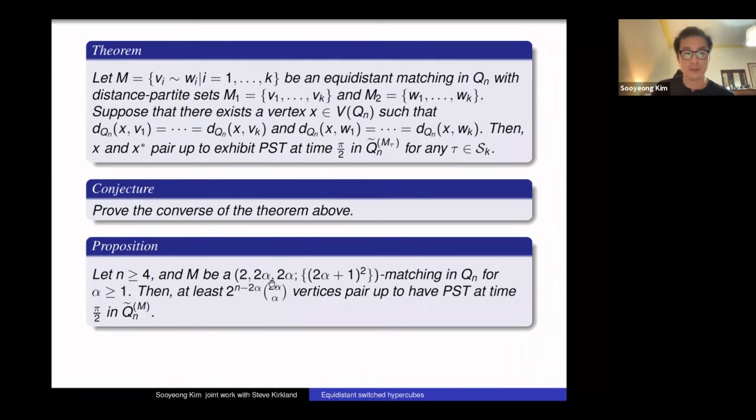And then one might be wondering about this counting of vertices that pair up to have PST. For example, when we change this number to 3, then our matching has 3 edges, and one might be interested in finding the number of vertices, but it seems tricky. I mean, it was not that trivial. So yeah, that could be an interesting question anyway.